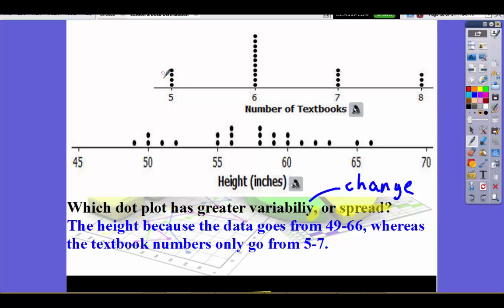My textbooks only go from 5 to 8. So that's only a variability of 3. 8 minus 5 equals 3. My height, though, I have variability from 49 all the way up to 66. So that's a variability of 17.